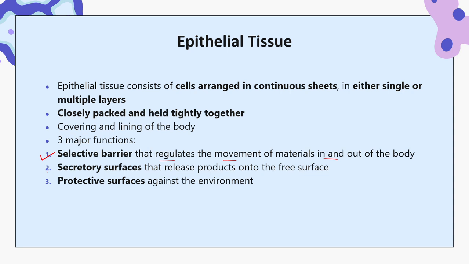Second, they act as secretory surfaces, as epithelial tissues are present over the surface of different types of glands present in the endocrine system. So they act as secretory surfaces and release their products onto the free surface. Then the third function of epithelial tissue is protective surfaces. They provide protective surfaces over the body lining or over the cavities of different organs.